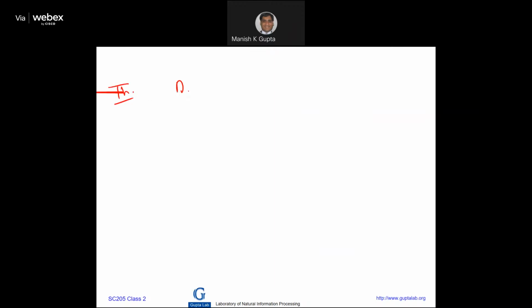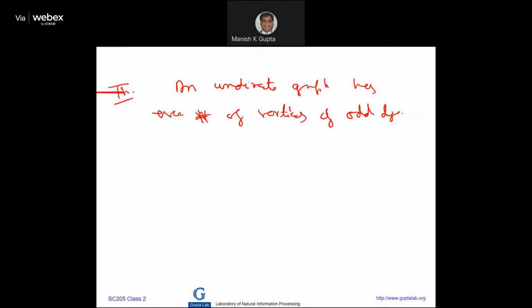A property: an undirected graph has an even number of vertices of odd degree. Undirected graph has even number of vertices of odd degree. Why is that?